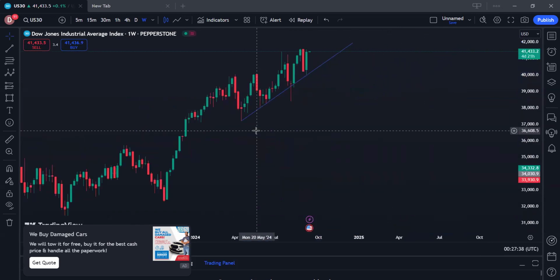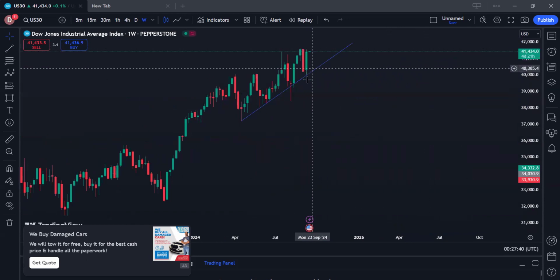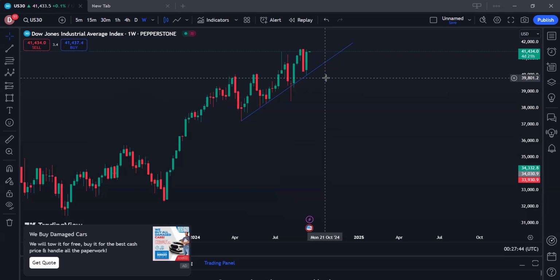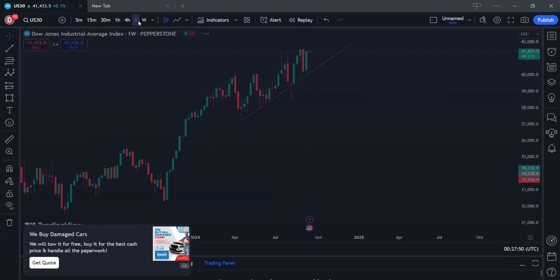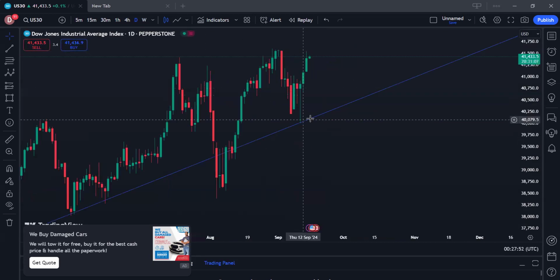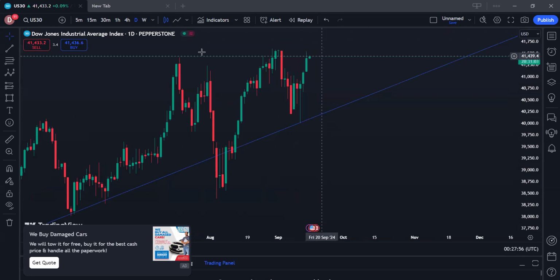So we are currently in an uptrend based on the trend line being shown as is. What we could potentially see here, as we zoom in on the daily right now, is continuous movement straight up to the upside.